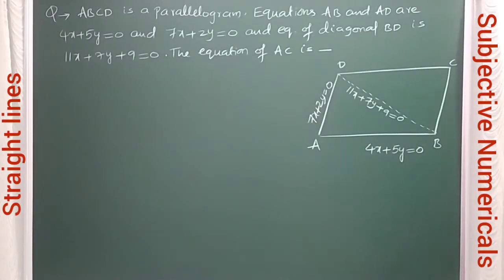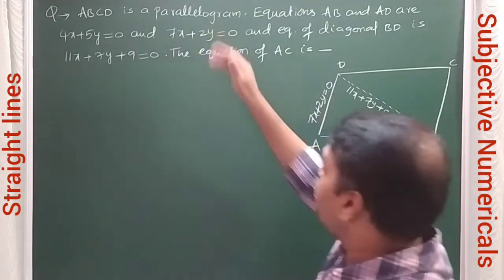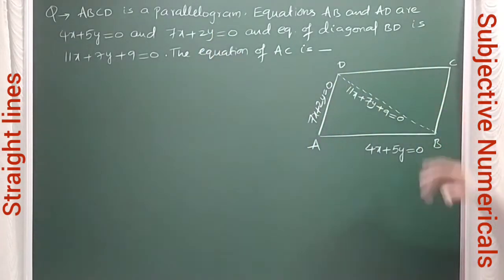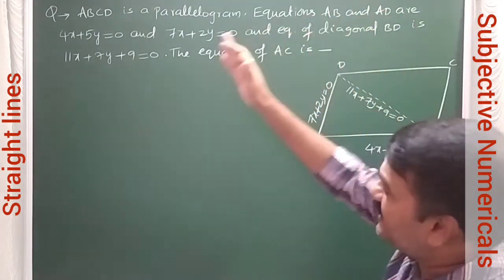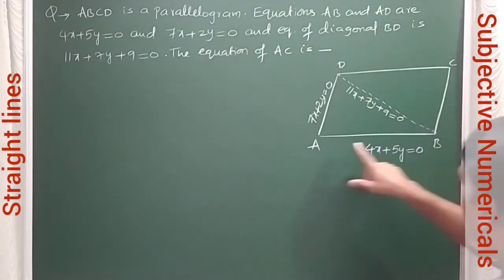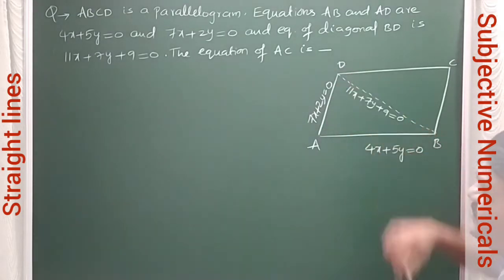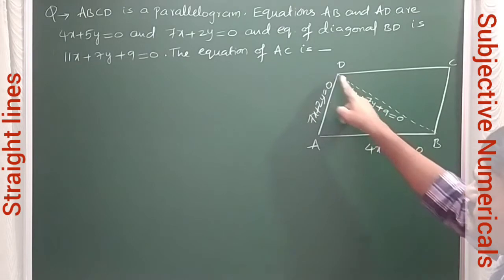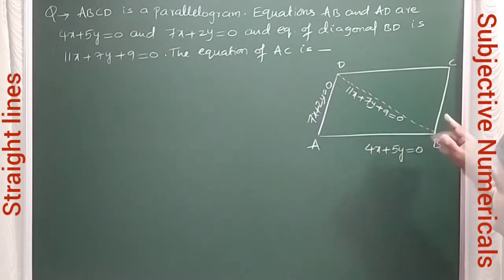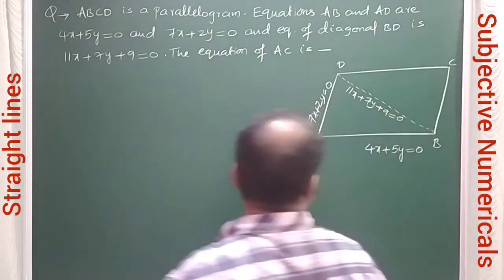Next question. ABCD is a parallelogram as we have shown in the figure. Equations of AB and AD are given in the question. So the AB equation is given, the AD equation is given, and the equation of diagonal BD is also given. Then the equation of AC is required.